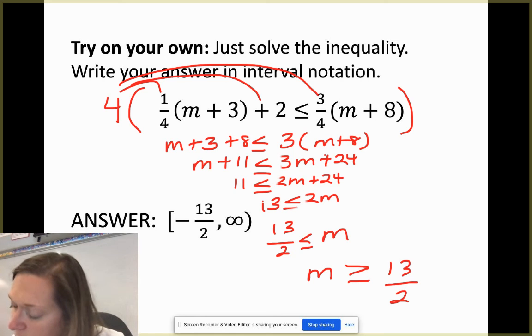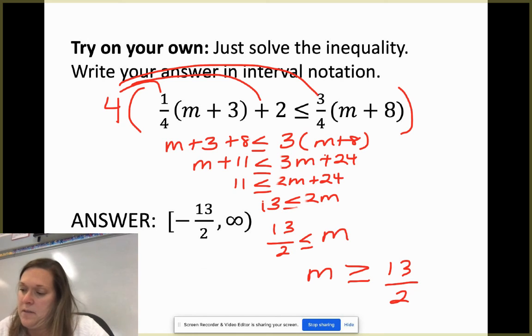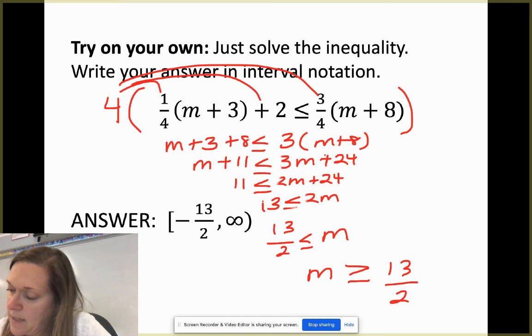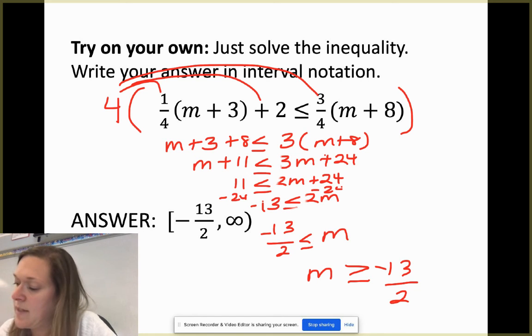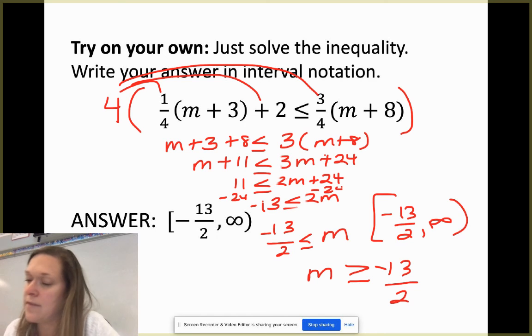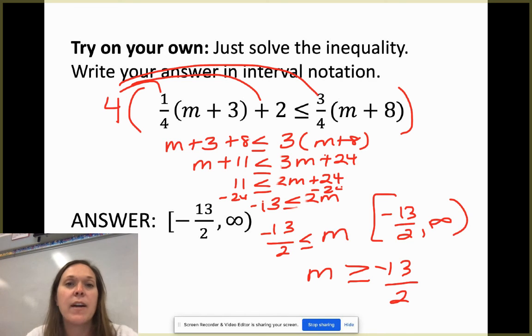Where'd the negative come from? Did I just type that in incorrectly? Am I missing a negative? Yes, I am. Right here, subtracting my 24. Wouldn't that have gotten me negative 13? Yes, it would have. So bracket negative 13 halves to positive infinity. There you have it. Don't make those mistakes.